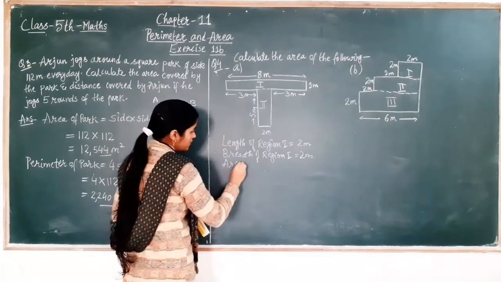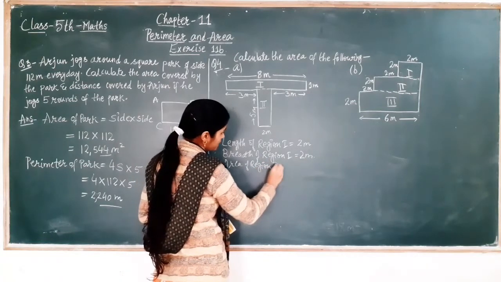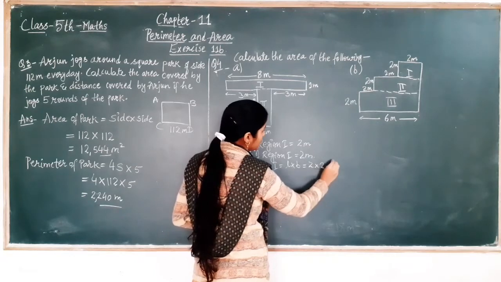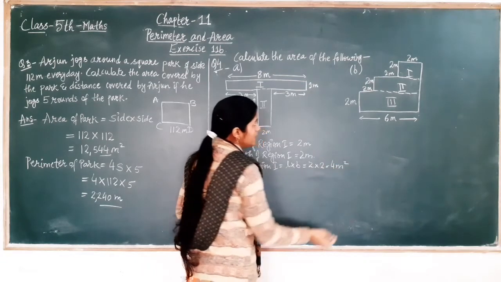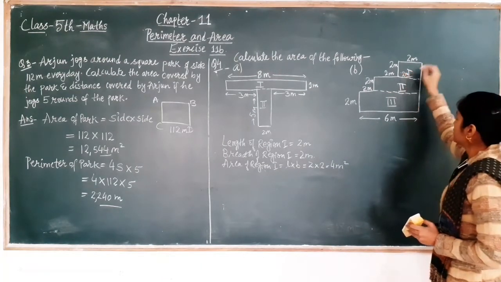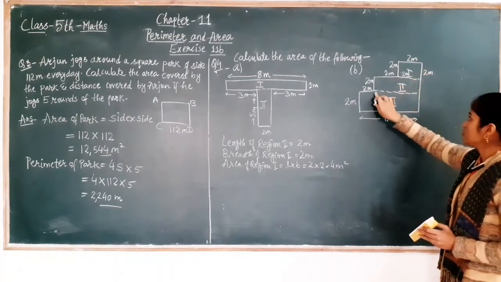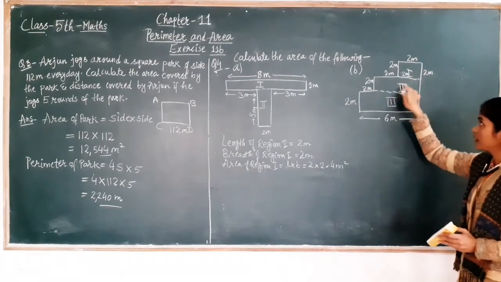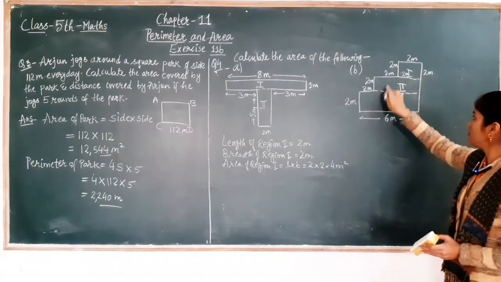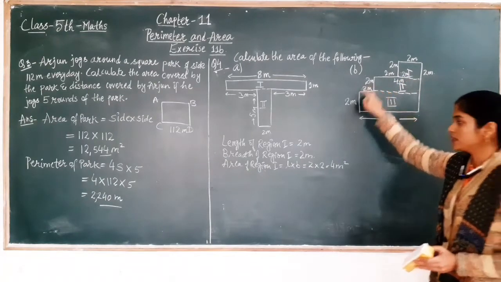So area of region 1 is equal to L into B, that is 2 into 2 is equal to 4 meters square. So if it is 2 meters, this is also 2 meters. So what would be the length of region 2? The length of region 2 would be 2 plus 2 is 4 and the breadth would be 2 meters.